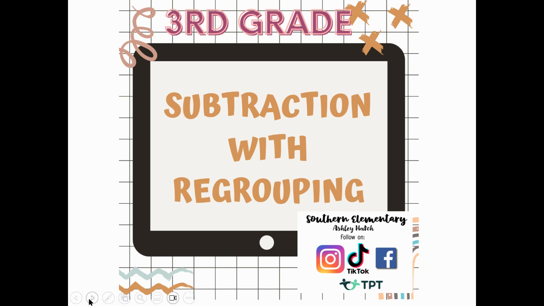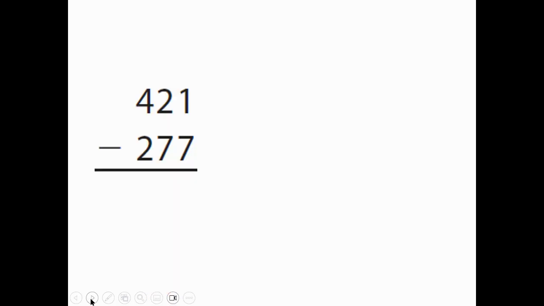Subtraction with regrouping. So subtraction with regrouping means that I have to bring an amount over from another place value because in the operation of subtraction, I can't reverse the numbers. So I have to be able to move stuff over. So let's look at this.